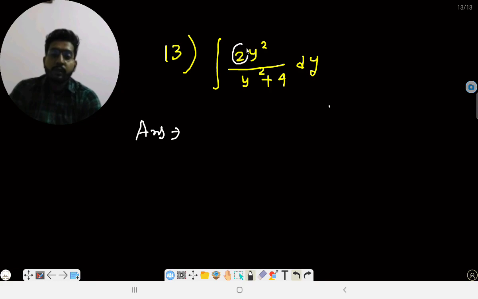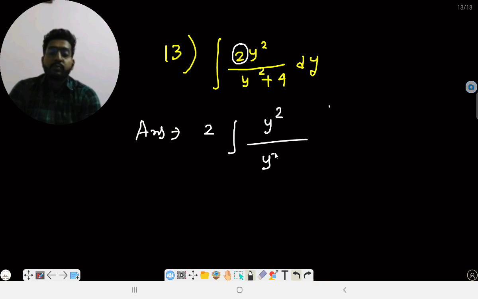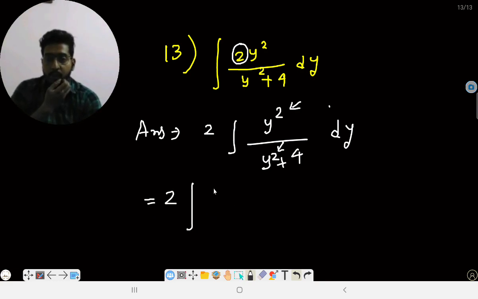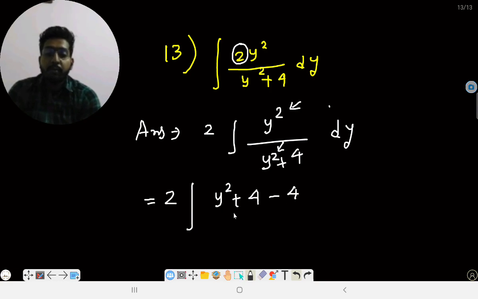First of all, you can see there is a constant, so we will take it out, and that will become integration of y square by y square plus 4 dy, like this. Now look at this, the power here is 2, and here the power is also 2. If the powers are the same, we have to make the numerator like the denominator. That means, looking at the denominator y square plus 4, we add plus 4 and subtract minus 4.